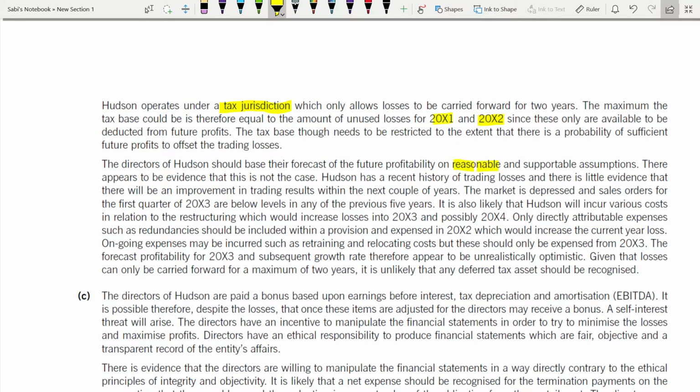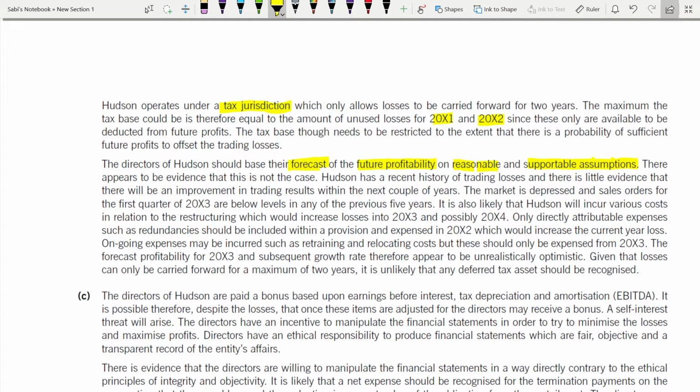You have to be skeptical and question all those assumptions. When a director makes a focus on the future, on future profitability, please question whether it's reasonable or not. So they should base it on reasonable and supportable assumptions, because if the assumption changes, your recognition of the deferred tax asset also will change. That's why it's very important that this line about assumptions is there in your answer.